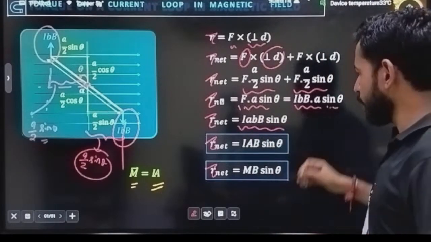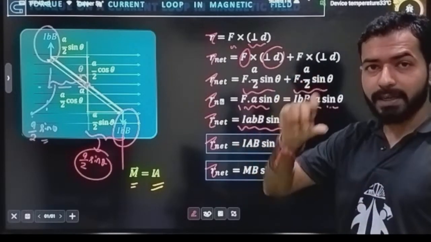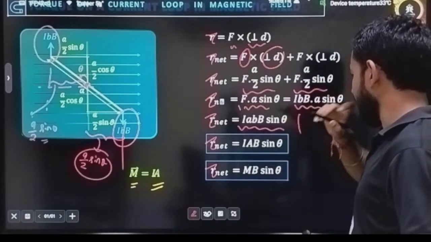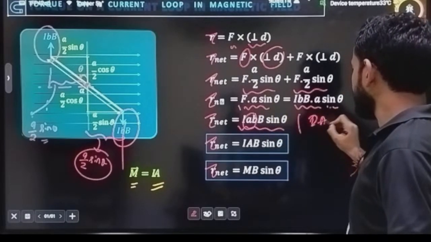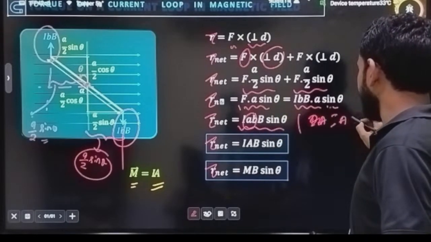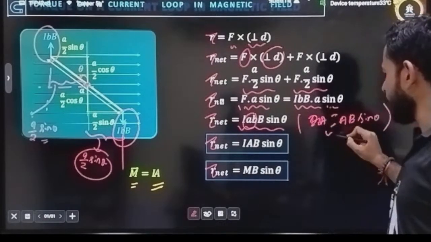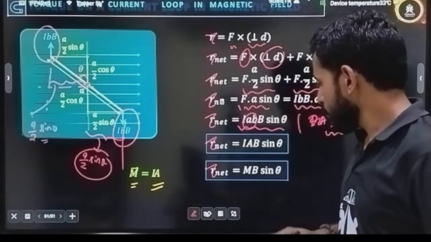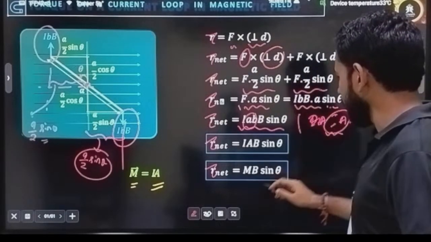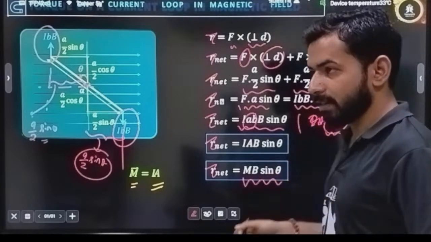Now what can you write for A into B? If you remember from the last case, what is the length and what is the height that was given. Tell me what is A into B. A into B will be nothing but the area. So what will you be writing? I into A into B into sin theta. Now tell me what is I into A? Current into area. Yesterday I told you what is magnetic moment? Current into area, correct. So I will substitute at the place of I into A, that is equal to M, and then I will write B as it is and sin theta.